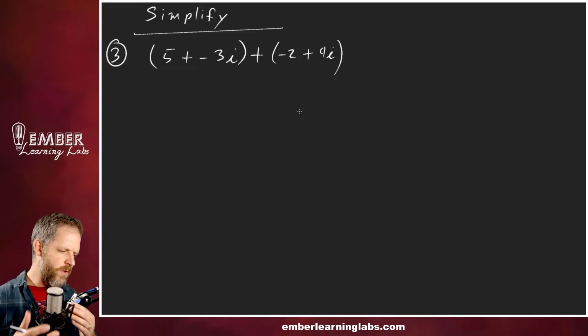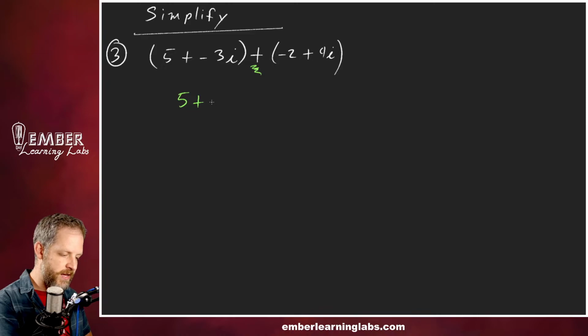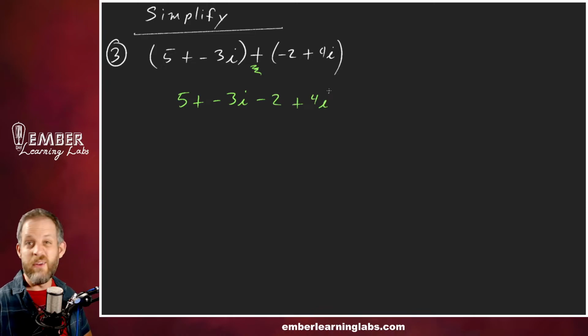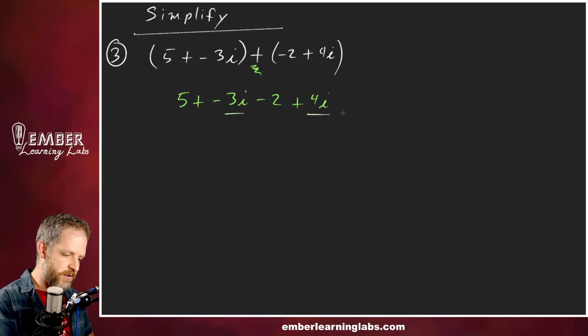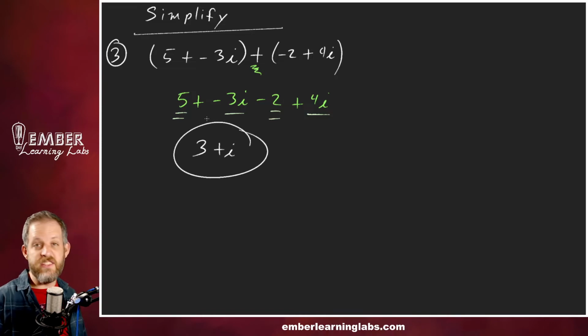So if these i's were x's, in this case, since this is a plus, we can just drop those parentheses and move on with our life. So this would turn into 5 plus negative 3i minus 2 plus 4i. Then we could combine like terms, right? No big deal. And these also are alike. So the 5 plus negative 2 gives us a 3. And negative 3i plus 4i is positive i. So 3 plus i is the final answer. That's as simple as that one gets.